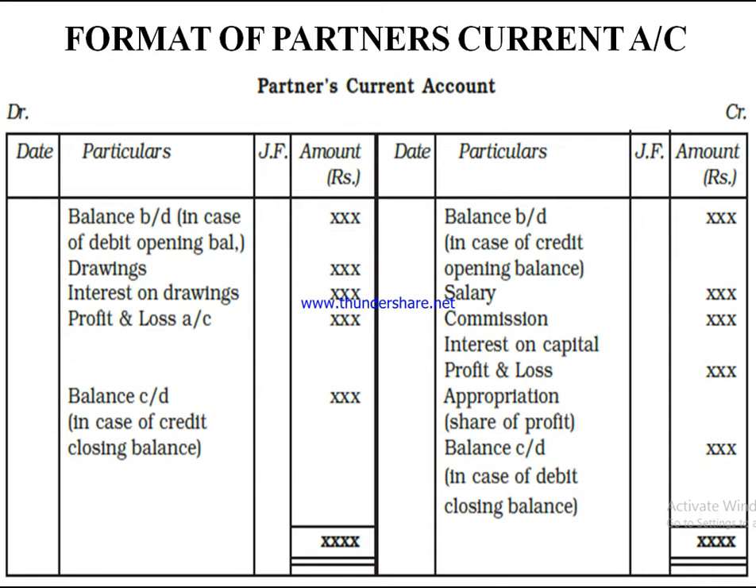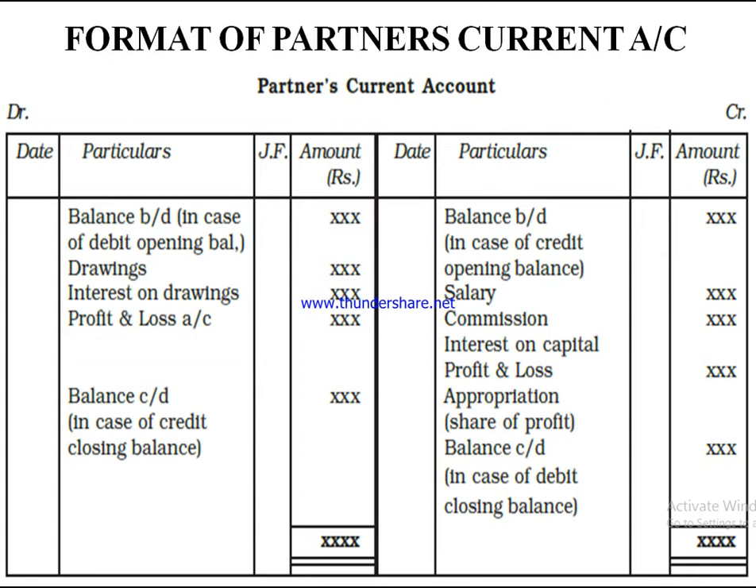That is, whatever is beneficial for the partner will be shown on the credit side, and whatever is either an expense or loss will be shown on the debit side. So it's a very important point. You must remember these points. See, the balance brought down: if there is a credit balance, we show it on the credit side. If there is a debit balance, we show it on the debit side.